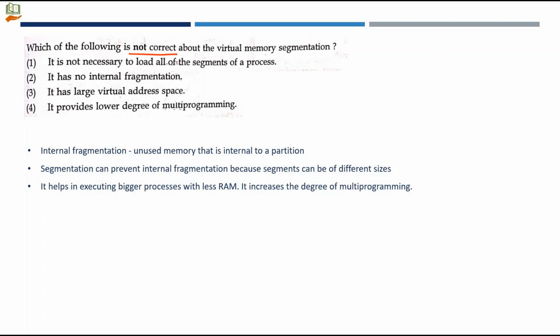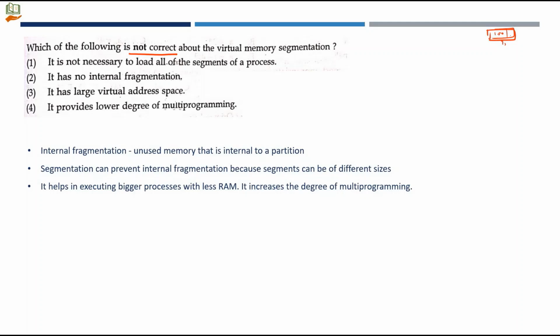Next question, which of the following is not correct about the virtual memory segmentation? Virtual memory comes into place with a large address space where we feel the physical memory is not enough for the tasks. What is internal fragmentation? It is the unused memory that is internal to a partition. Say for example, if you have a space called 100 and you are going to use the partition only for 90, the remaining 10 is going to be unused memory within this partition.